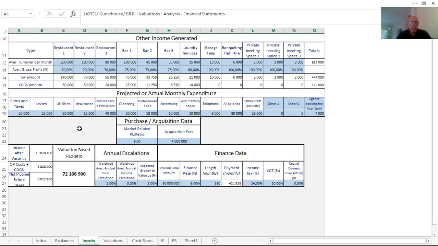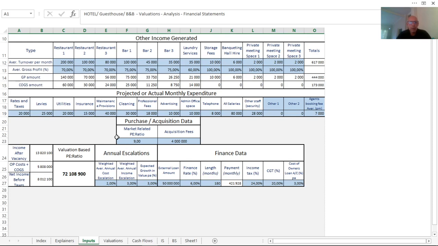Your projected annual or monthly expenditure covers the typical rates and taxes, levies, utilities, insurance, maintenance, etc. You've got cleaning, all salary staff, security staff, and there are some further input fields if you feel there are other types of expenses which you should bring into play.